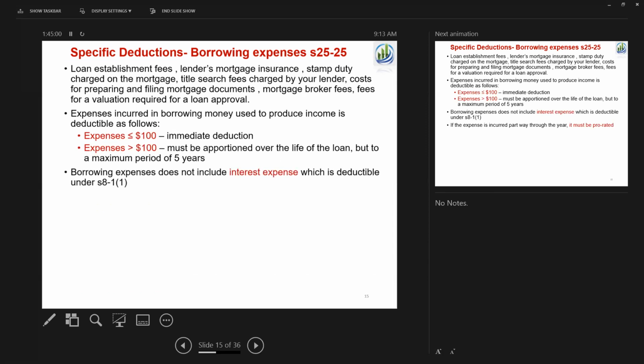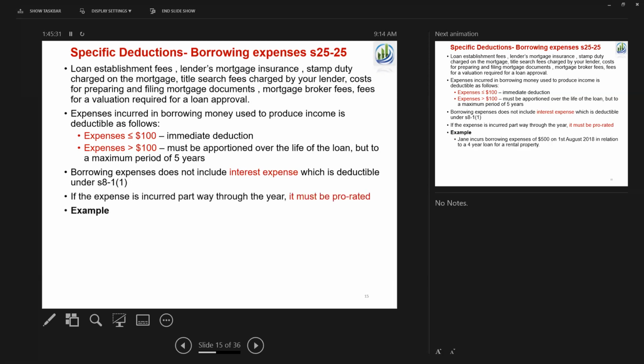Over 5 years. Please note that interest expense is not a borrowing expense. Whatever amount of interest you spend on your business loan or your investment property loan, the total amount can be immediately deductible regardless of this $100 rule. The $100 rule is only applicable to the expenses I listed in that first line, from loan establishment fee to valuation fees, right? I'll show an example here.